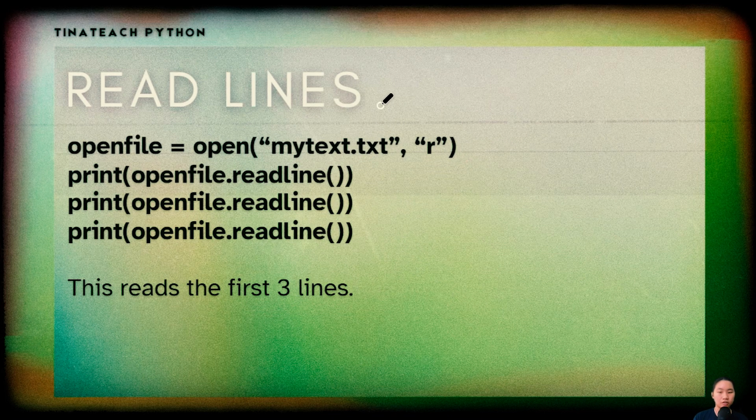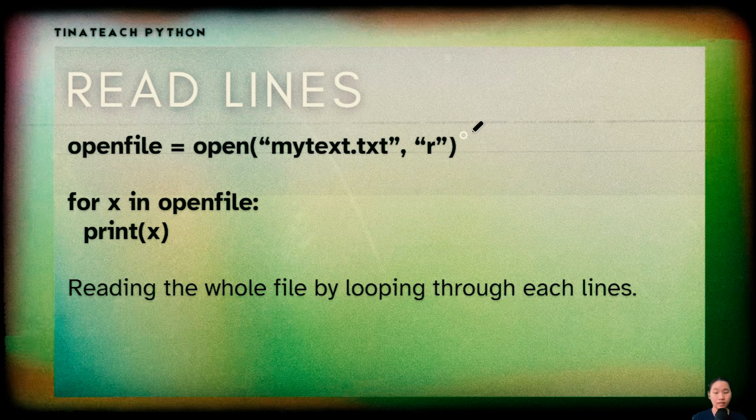Now, reading lines. It's just one line per print statement, and I've printed out 3 print statements. So we have 3 lines, okay? It'll print out 3 lines within my text.txt. Now, another way of reading the whole file is using a for loop, where it loops through every single line. So if you loop through all the lines, you've read the whole document, basically.